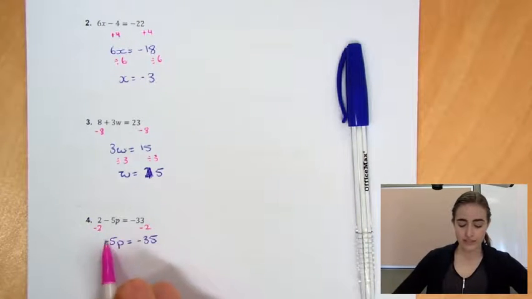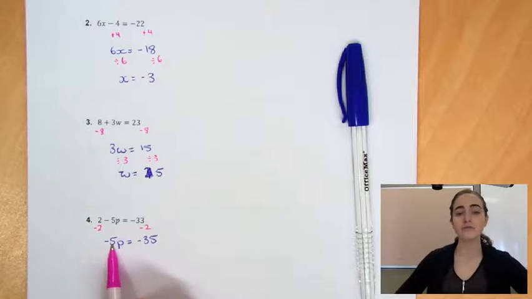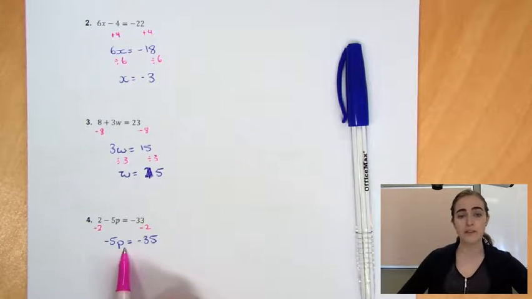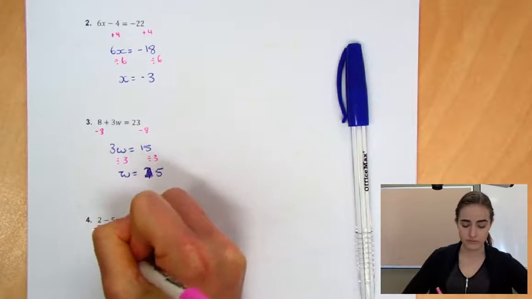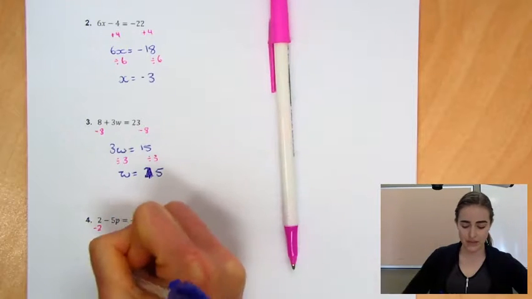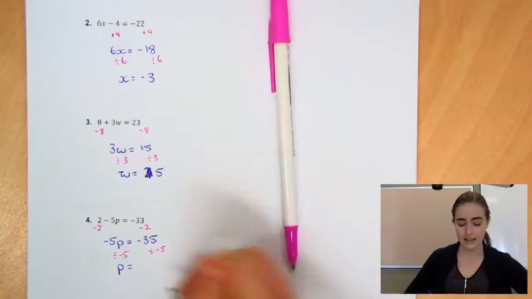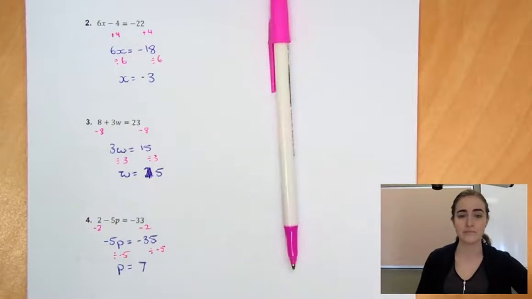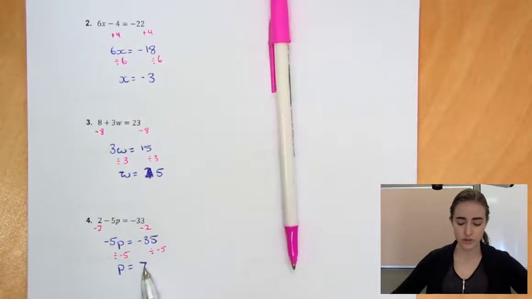Now to get rid of this and leave our p just on its own, we need to get rid of that minus 5, which is multiplied by the p. So we're going to divide by that whole minus 5. That will leave us with p equals, now minus 35 divided by minus 5 will give us an answer of positive 7.